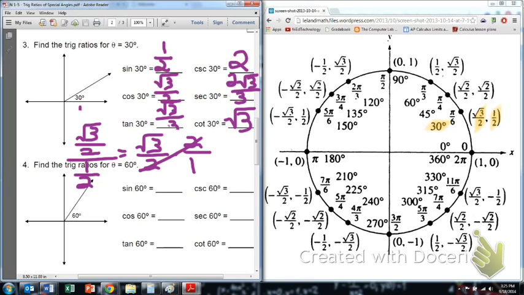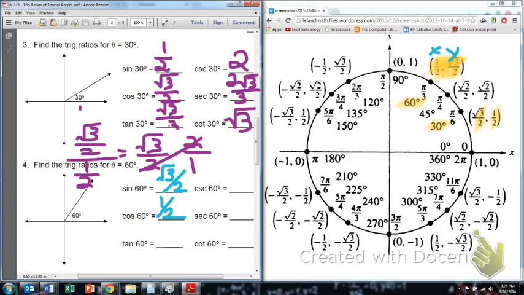Now the nice thing is, now that we have those values, when we do the 60-degree angle, we're going to see a lot of the same values, because notice when you look over here at 60 degrees, it's the same two numbers for x and y, they're just switched. So when we combine them by dividing or taking the reciprocal, we're going to get a lot of the same numbers. So let's see. Sine is y. The y-coordinate over here at 60 is square root of 3 over 2. Cosine is x. That's 1/2.